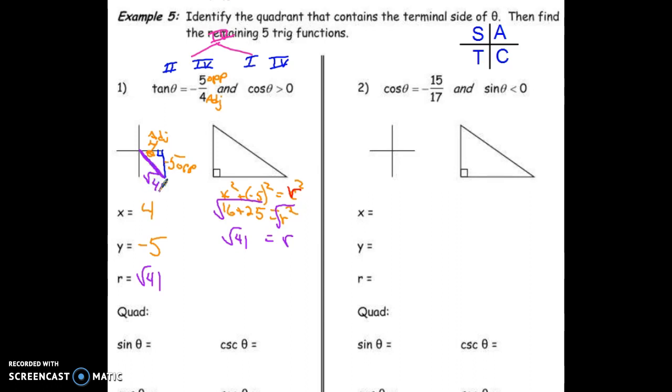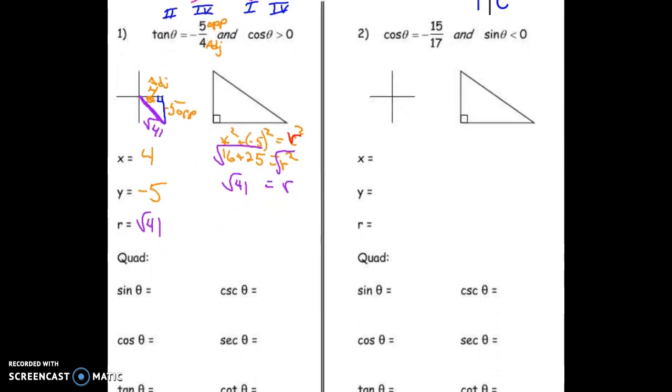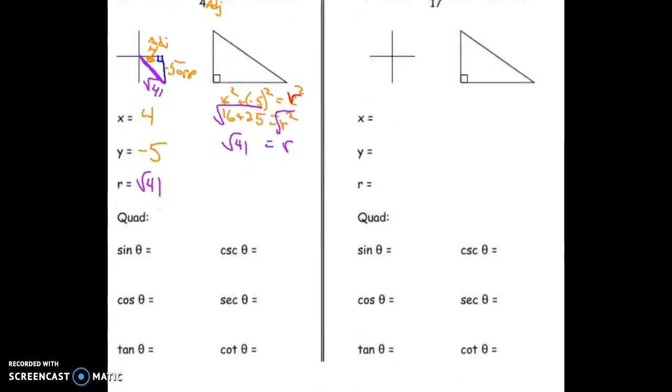Okay, well, we know this is in quadrant, let me just scroll down a bit. A little bit more. We know this is in quadrant 4. And now the sine is opposite, which is -5, over our hypotenuse or radius, which is the square root of 41. Now we have to rationalize. And notice what we get. -5 square roots of 41 all over 41. That is our sine.